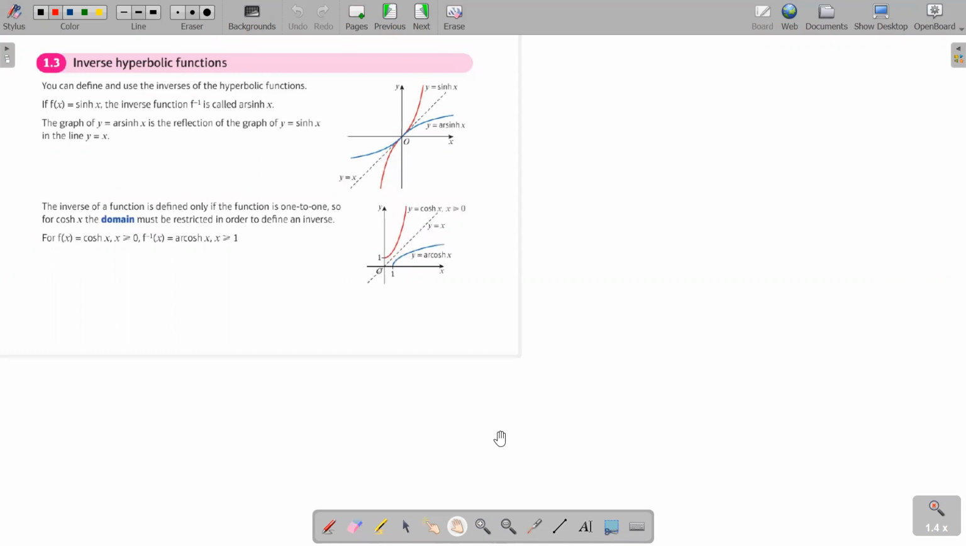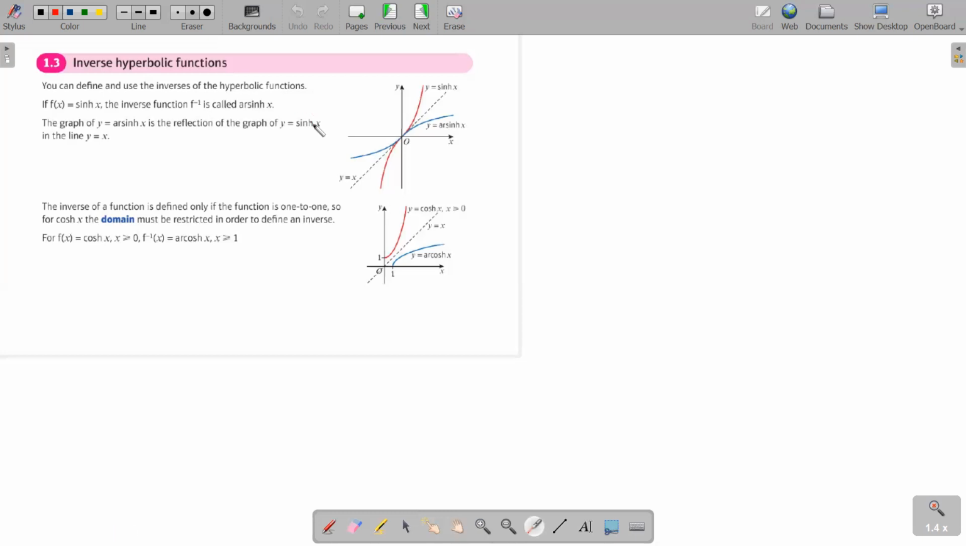To draw the inverse function, you reflect your original graph on the line y equals x, right? Basically, that's what we do. You reflect the graph on the line y equals x, and what happens is the x and y coordinates switch. So we switch the x and y coordinates and draw the graph.